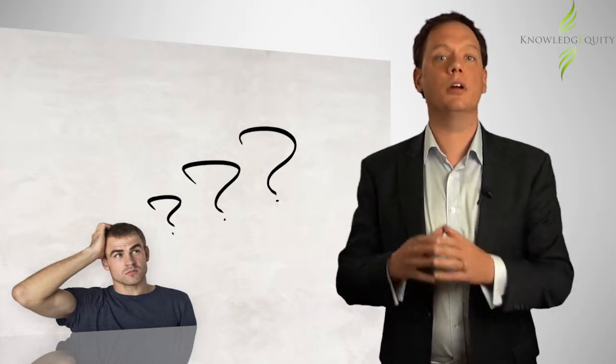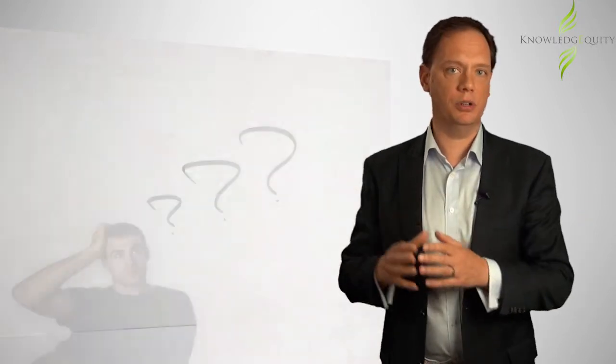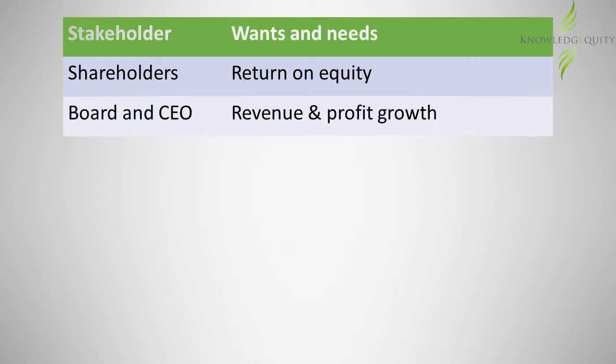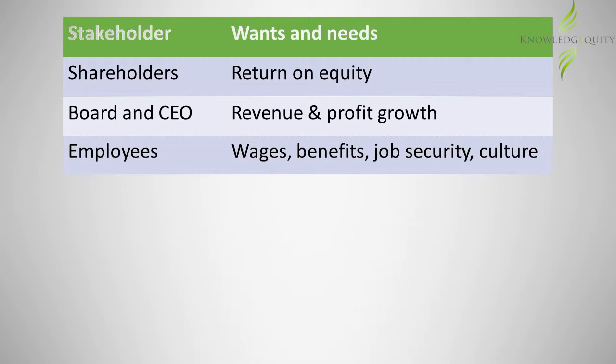Here are some examples of possible stakeholder needs. Shareholders want a return on their capital through asset appreciation and dividends. The board and the CEO want revenue and profit growth and market share, as it is tied closely to their bonuses. They also must deliver the outcomes the shareholders are after. Employees, well, they want wages and benefits and job security. They also regard the organisation's culture as important to their job satisfaction.